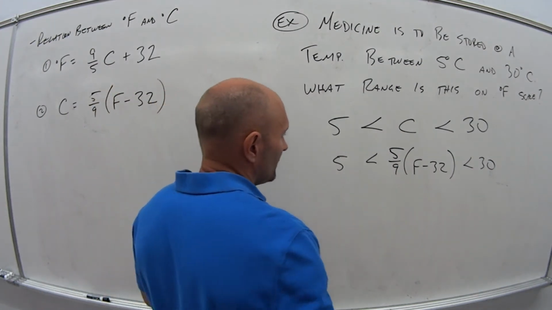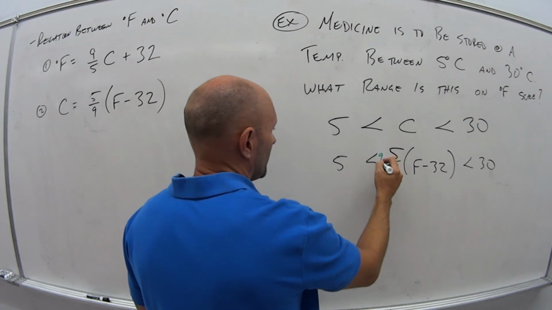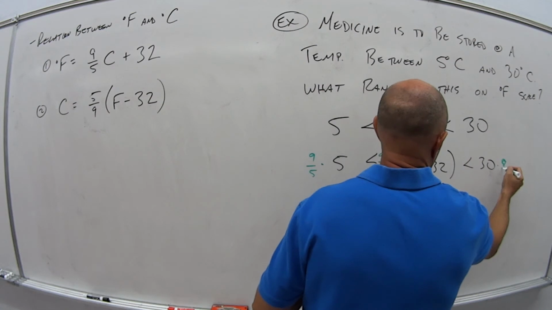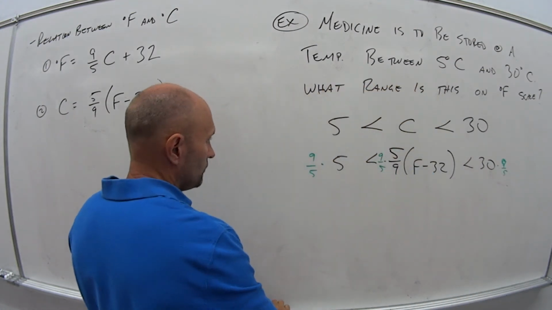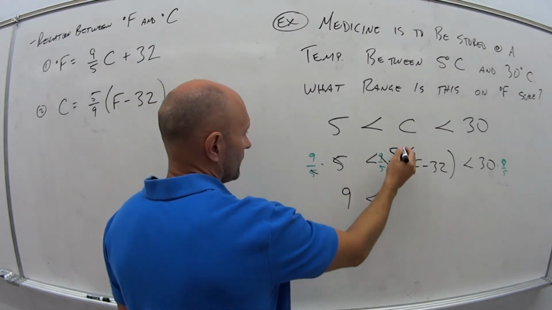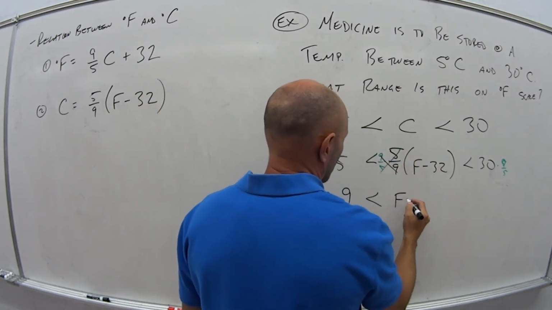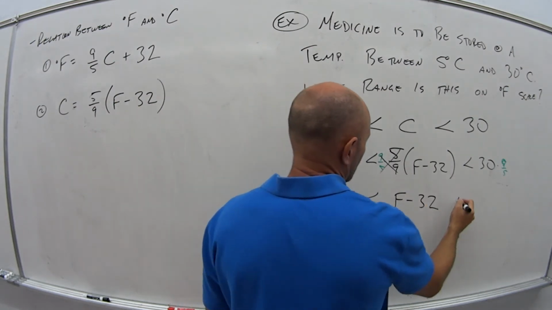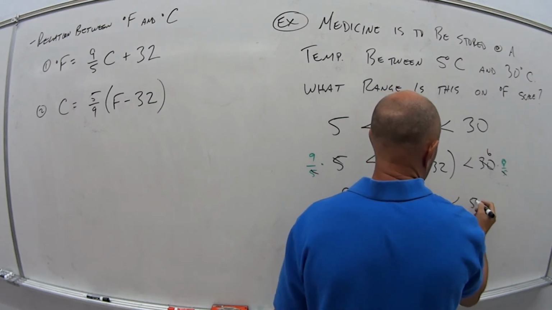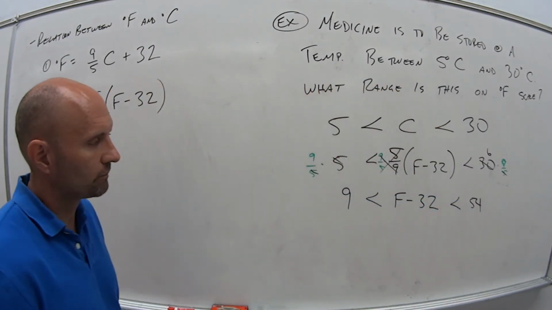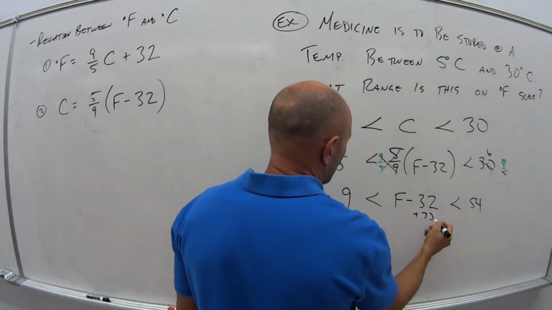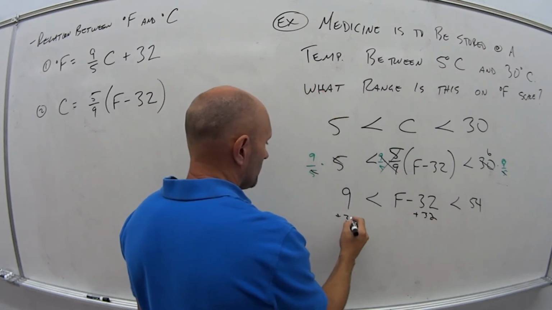So we're going to do what? To get Fahrenheit by itself, I need to multiply everything by 9/5. So when I do that, what happens here? The 5's cancel, I get 9. These cancel out. So I'm left with Fahrenheit minus 32 in the middle. And then here, 5 cancels with 30, I get 6. 6 times 9 is 54. And then lastly, to get Fahrenheit by itself, I need to add 32 everywhere.